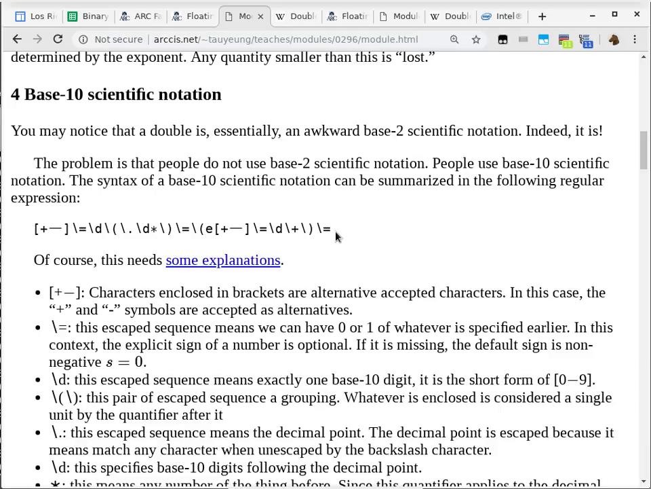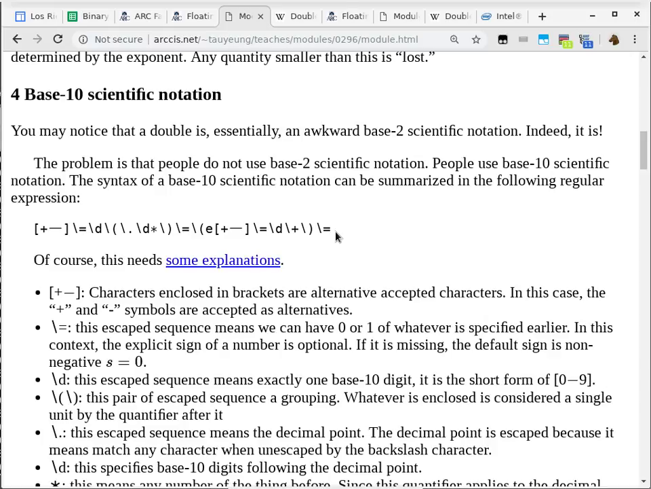but this backslash D is followed by an asterisk. The asterisk means any number of the previous thing. What is previous to the asterisk is a digit. So we can have any number of digits after a decimal point. What about 0? That's fine. 0 is possible. But this entire group is also followed by a backslash equal to, which means that part is optional. So when you specify a scientific notation in base 10, the mantissa can be just an integer, like 5. It doesn't have to be 5 point something. It can be just 5.